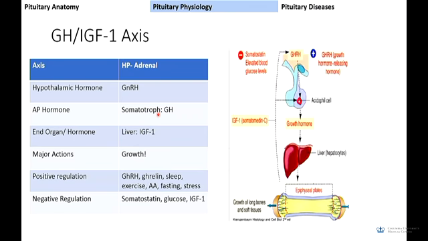Main action is growth. Positively regulated by GHRH, ghrelin, which is the hunger hormone, sleep, exercise, amino acids, fasting, stress. Negatively regulated by somatostatin, glucose, and IGF-1. So a good way to remember this is like when you're growing, your parents tell you not to eat a lot of sugar, to get some sleep and exercise, so that will help with your growth.